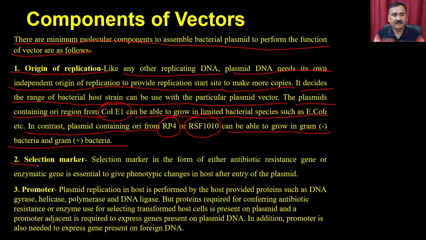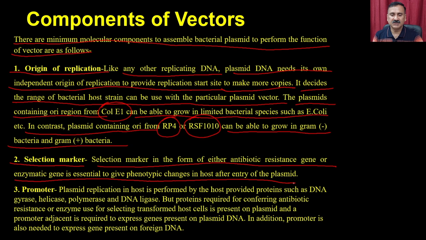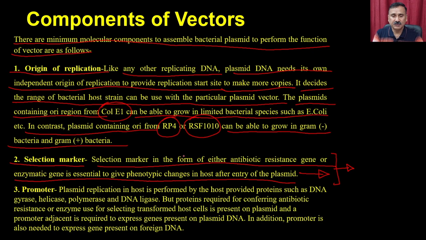Then you also require selection markers, in the form of either antibiotic resistance genes or enzymatic genes, giving phenotypic changes in the host after entry into the host. We are going to take many examples when we talk about the screening of these transformed clones. At that time you will understand how the different types of selection markers are helpful in selecting the transformed host.